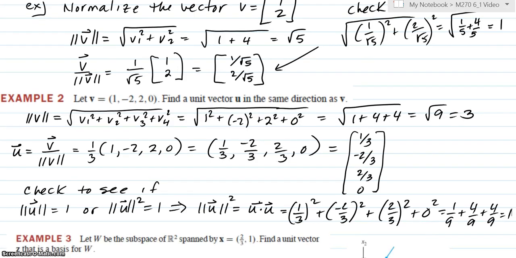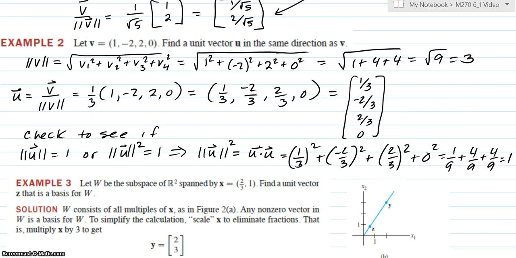Another way they could ask is with subspaces. Example 3 says, let W be the subspace of R2. So here's a picture of R2, spanned by this vector, 2/3, 1. I'm calling it Z, but it's really X, I think. The span would be that whole line, so that whole line they're calling W. Find a unit vector, Z, that is a basis for W.